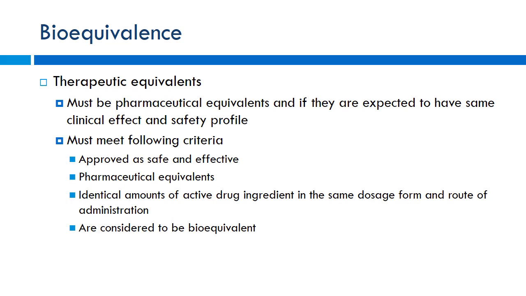So therapeutic equivalents need to be pharmaceutical equivalents, and they're expected to show the same clinical efficacy and same amount of safety there. So this is where they do those studies where they try to show that they are proved as safe and effective. It's one of the terms you'll see with FDA-approved drugs. They need to be pharmaceutical equivalents, and they're going to show they have the identical amount of the drug, and then show on those graphs that the blood levels should be the same from person to person, from dose to dose.